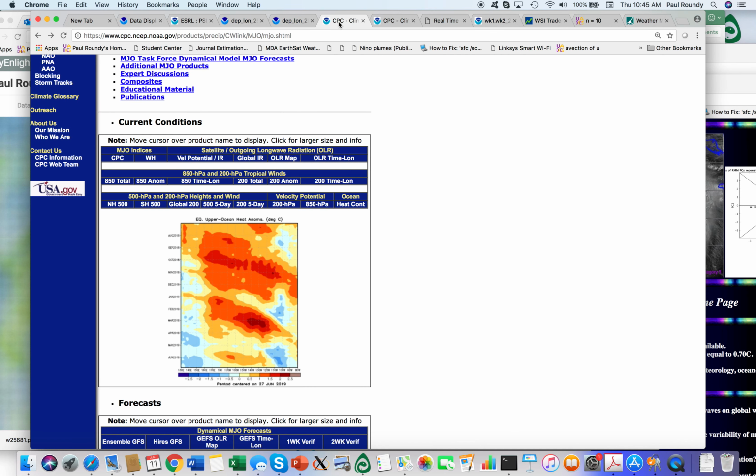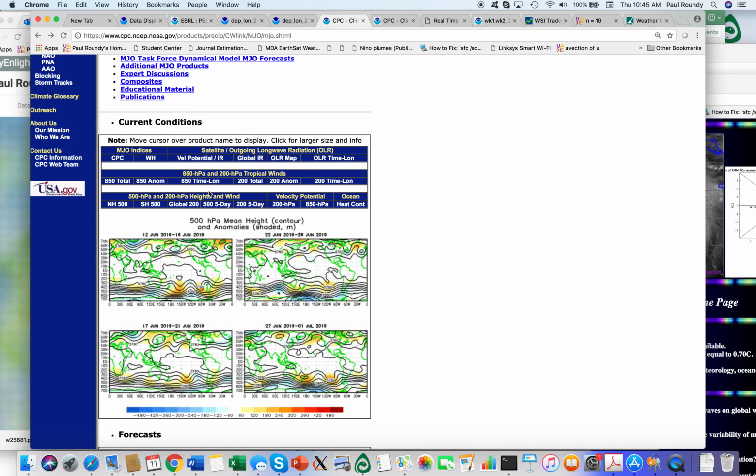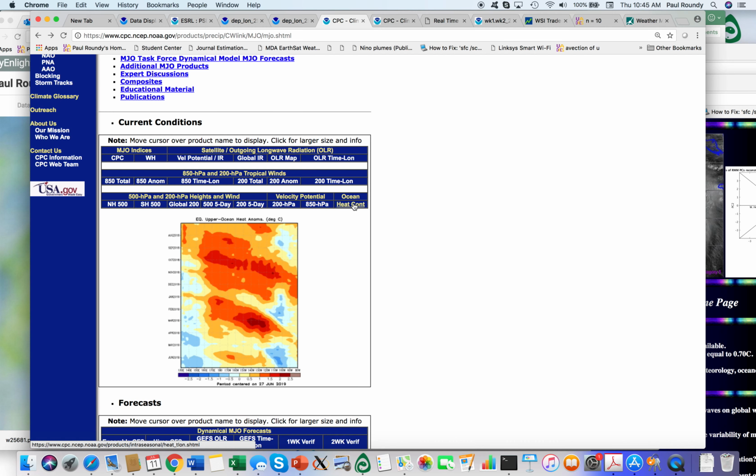We're looking here at upper ocean heat content anomalies in degrees Celsius. Let's bring that back here. This is what we're trying to show. The El Nino signal is associated with this anomalous warmth over the eastern basin and amplifying anomalous cold in the western basin.